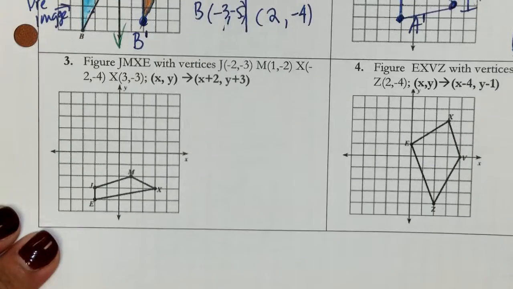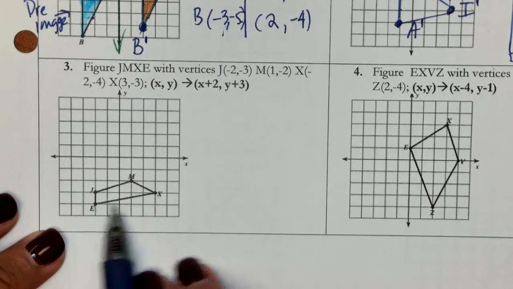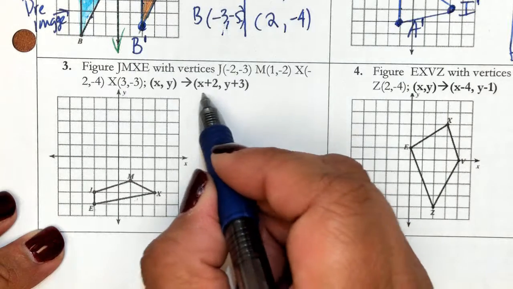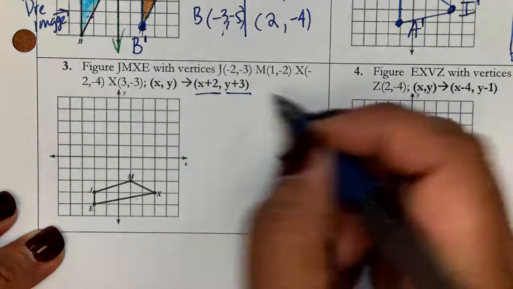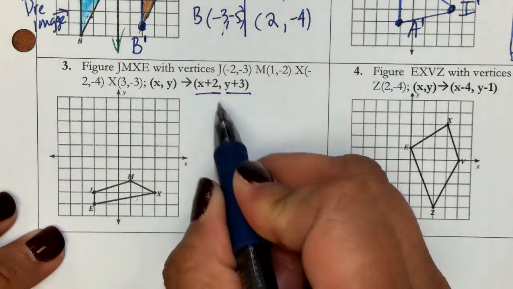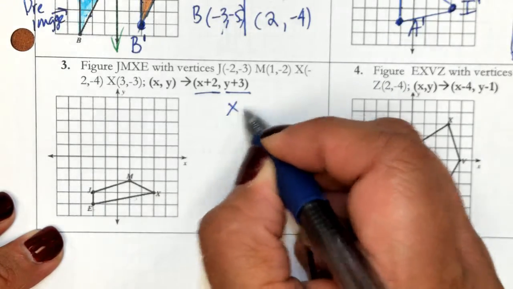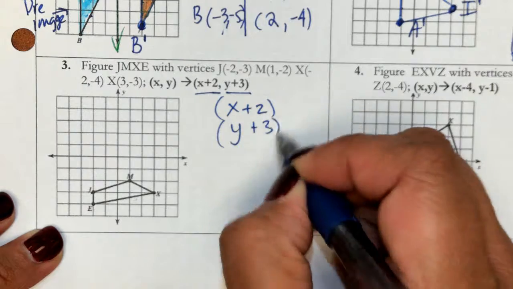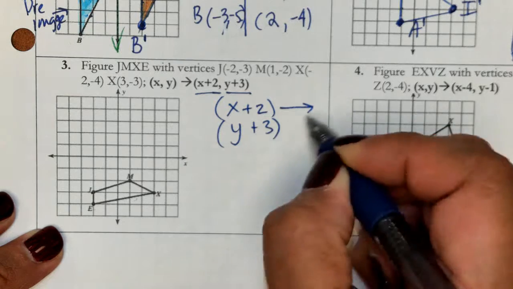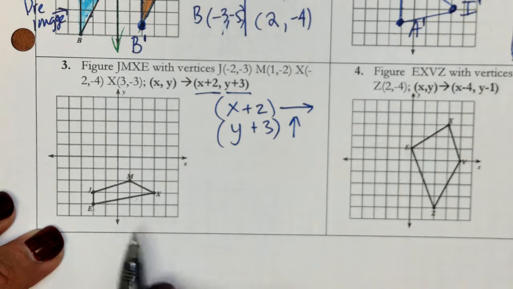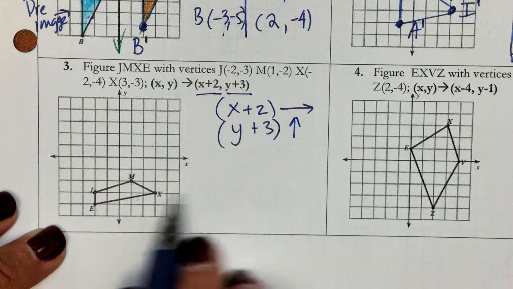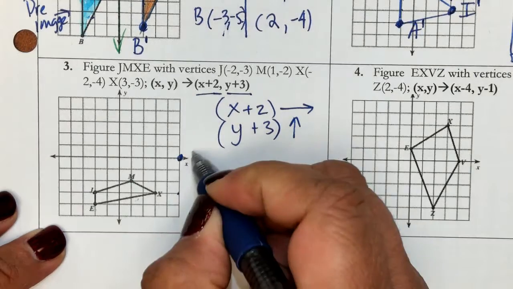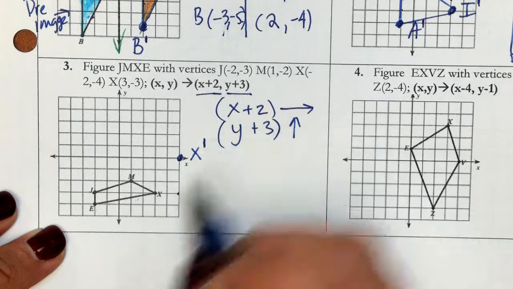Number 3. Okay, this one's a little smaller guy to operate with. Okay, and again, using these values here, ask yourself, you're being asked to move every single point plus a 2, and in the y direction plus a 3. Well, what does that mean? Well, this means 2 to the right, and this means 3 up. So let's start with x so we can kind of keep it all clear. It says move 2 up, 1, 3. So there's your x prime.